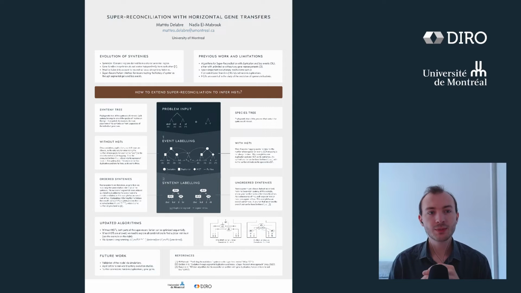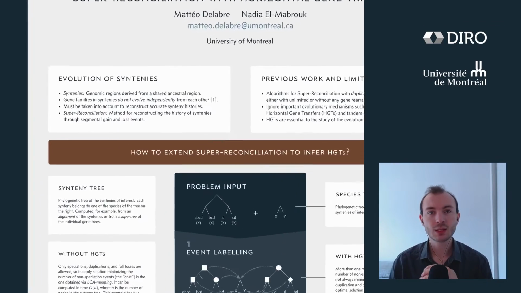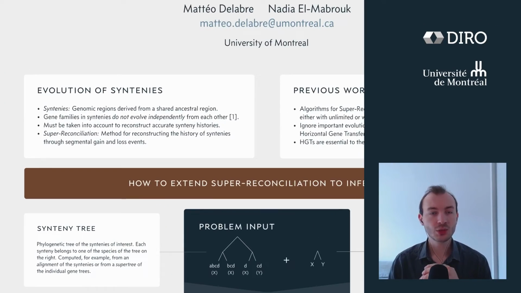This poster is about an extension of the superreconciliation method to take into account horizontal gene transfers. The evolution of some genomic regions can be traced back to a shared ancestral region. We call such parts of the genome synthenies. Gene families that are located in such synthenies do not evolve independently from each other. This relationship must be taken into account when we want to reconstruct the history of syntheny families.